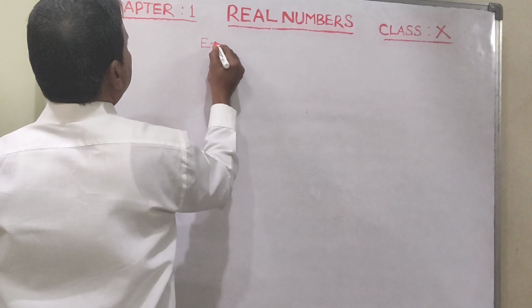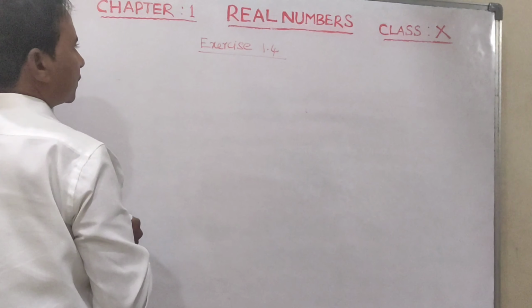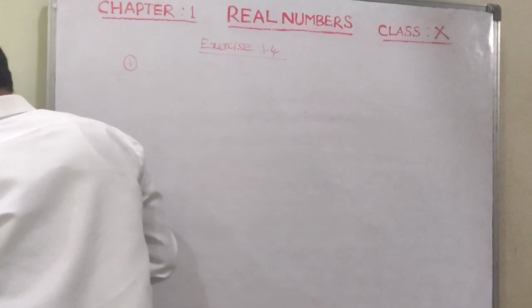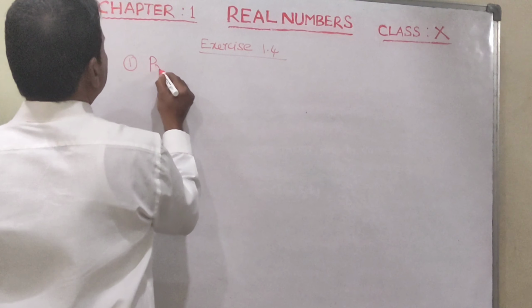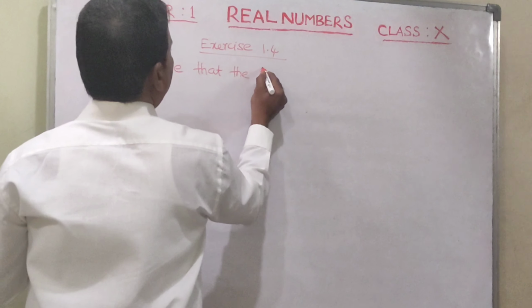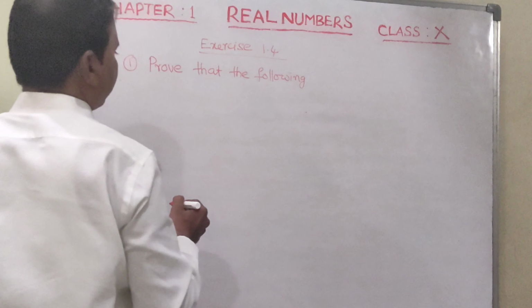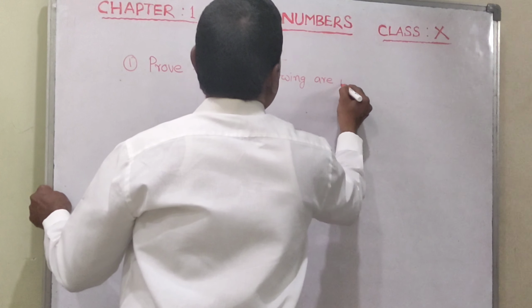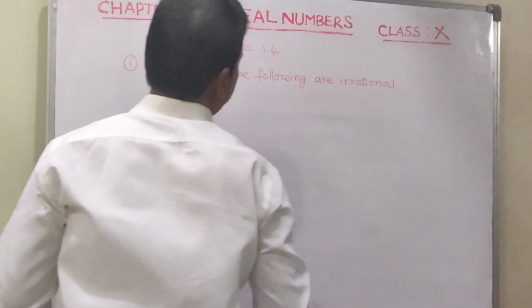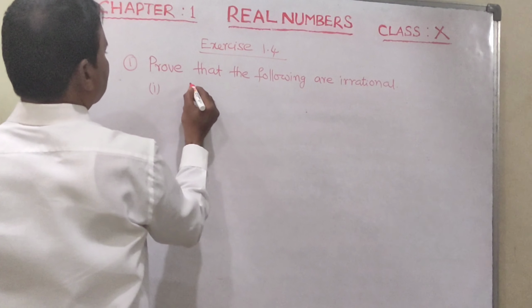Exercise 1.4, first problem. Prove that the following are irrational. First problem, 1 by root 2.